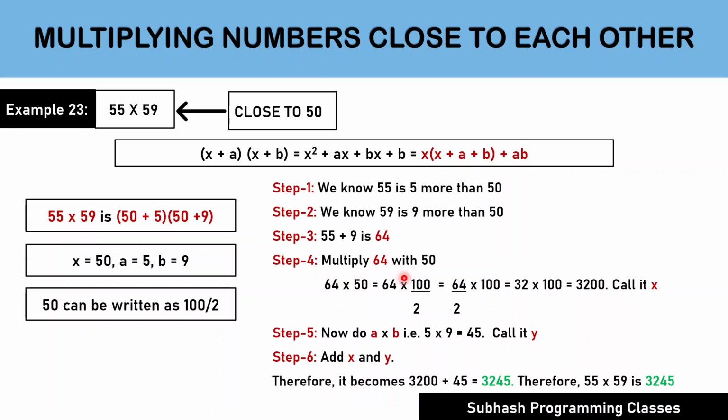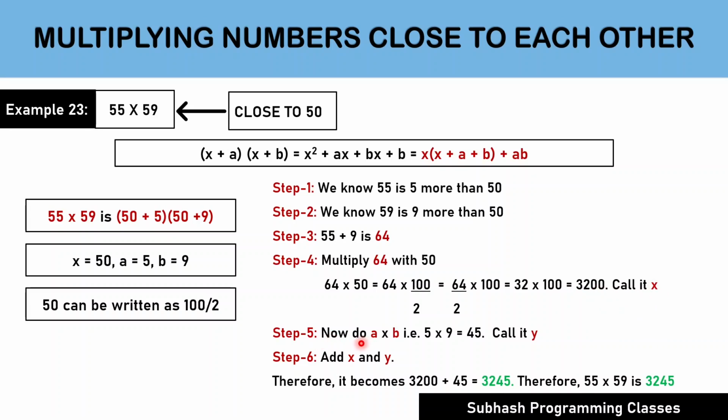Let me repeat step 4. Step 4 is multiply 64 with 50. As 50 can be easily replaced with 100 divided by 2, that is 64 into 50 is written as 64 into 100 divided by 2. And by dividing 64 by 2, we get 32, which when multiplied by 100, we get 3200, and let's call it x.